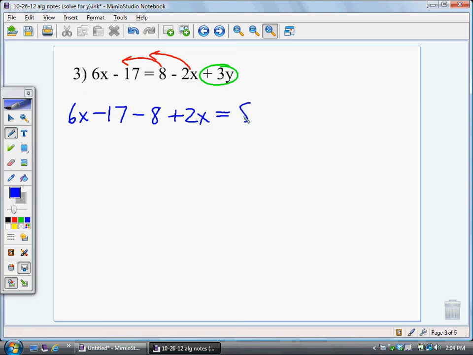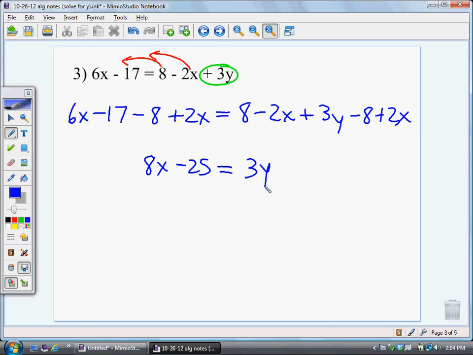And then that's equal to 8 minus 2x plus 3y, and then minus 8 and plus 2x. And I'm showing all the steps. So on the left-hand side, when you simplify things, the 6x and 2x make 8x, the negative 17 and negative 8 make negative 25. Over there, the 8's are going to cancel, the 2x's are going to cancel, and you're going to have just 3y.